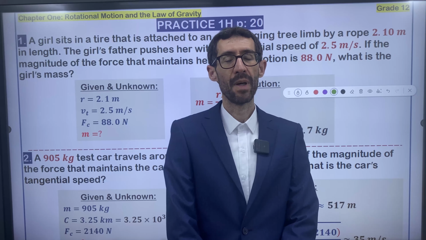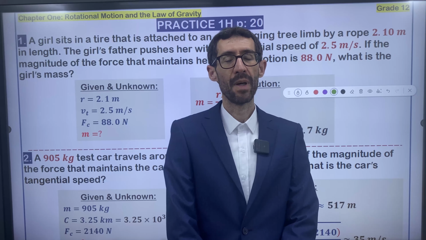The girl's father pushes her with a tangential speed of 2.5 meters per second. This one is Vt. If the magnitude of the force that maintains circular motion, her circular motion, what's the meaning of this? The force that maintains circular motion, simply we can say this is Fc. What's the girl's mass? So we look for the mass of the girl. Just write the equation.